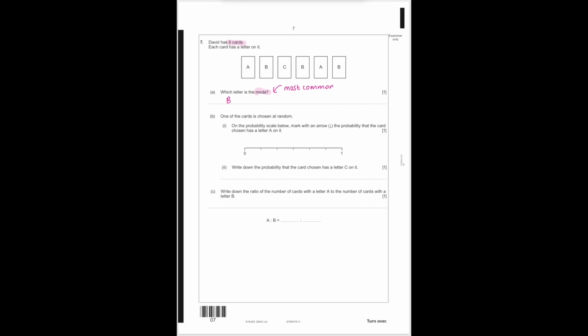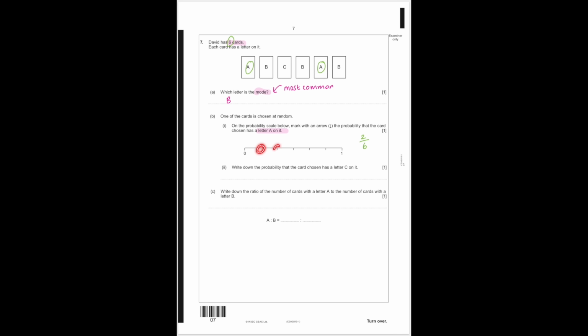Part B, one of the cards is chosen at random. Part 1, on the probability scale below, mark with an arrow the probability that the card chosen has a letter A on it. Okay, so how many letter A's do we have? We have 2 letter A's out of 6 cards in total. So 2 out of 6, guys. Let's have a look at our probability scale.